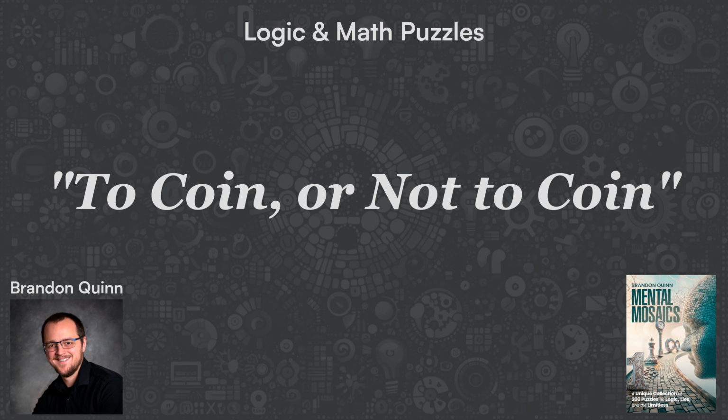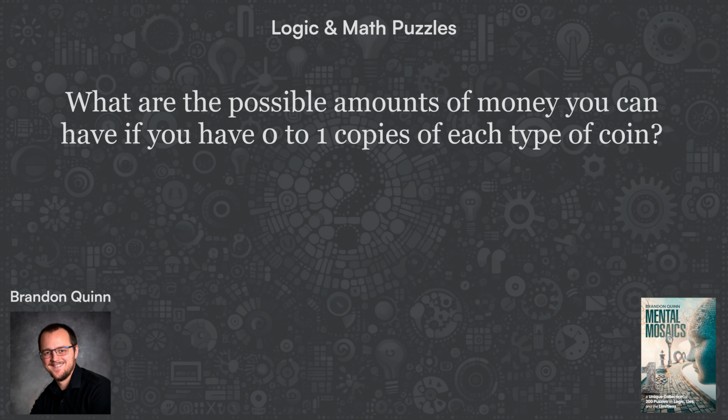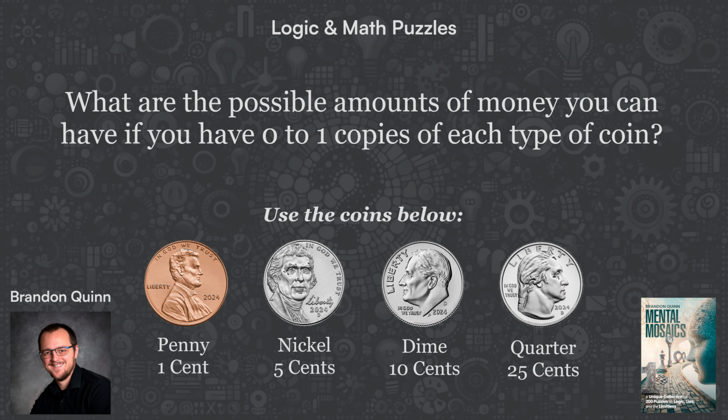Thanks for joining. In today's video, we're going to take a look at a logic puzzle I created for my book Mental Mosaics called To Coin or Not to Coin. So the problem reads, what are the possible amounts of money you can have if you have 0 to 1 copies of each type of coin? For this problem, you should use pennies, nickels, dimes, and quarters, where a penny is 1 cent, a nickel is 5 cents, a dime is 10 cents, and a quarter is 25 cents.